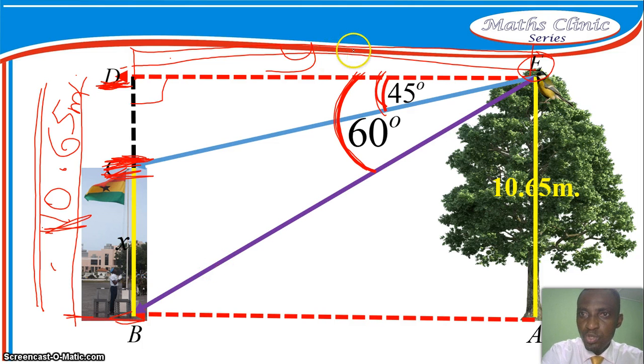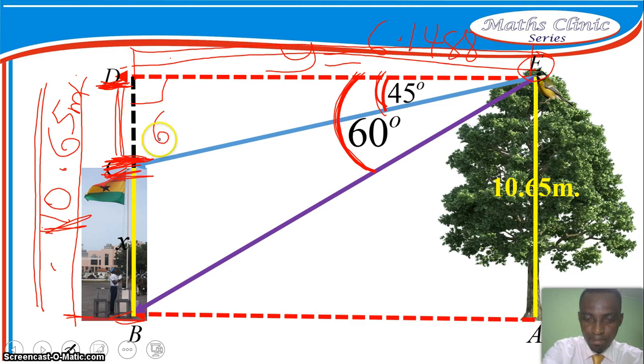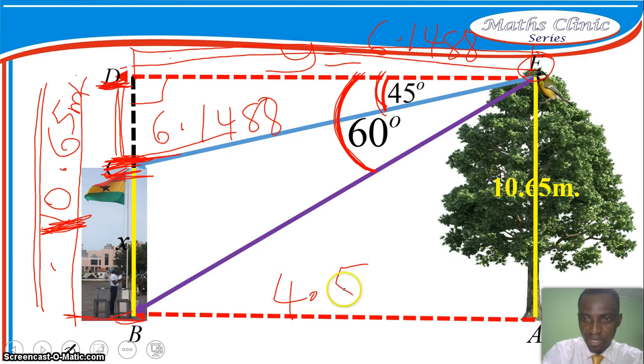Your distance DE, which you are representing by y, should give you 6.1488. I will leave it in 4 decimal places so that I can use it to solve the others. And when you do that for the DC, that's the distance here, surprisingly that also will give you the same 6.1488. So that when you subtract this value from the 10.65, your final answer will be the one that we saw as 4.50 meters. So go ahead and do this and get your answer.